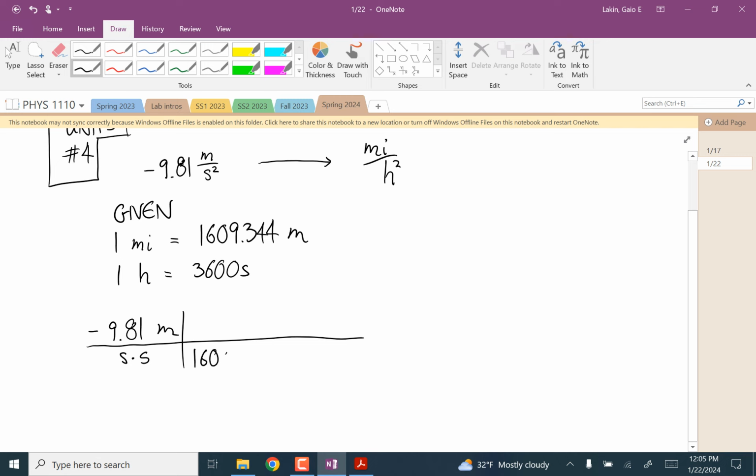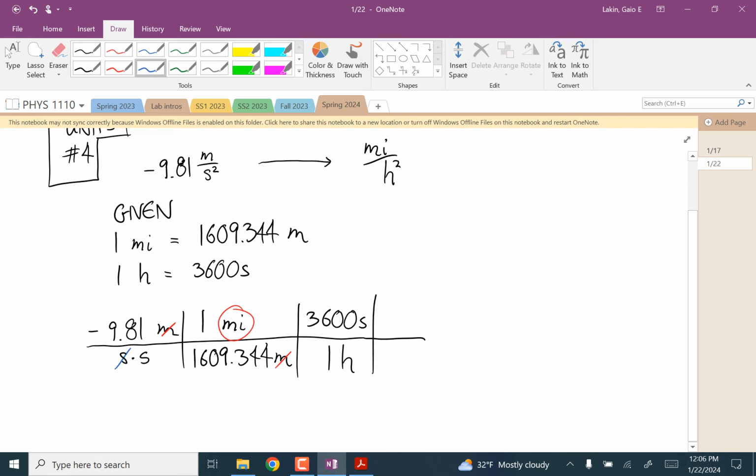So 1609.344 meters, and then 1 mile. And if you do the cancellations, you can see, okay, we're done with all that. We've converted lengths from meters to miles. So now let's go from seconds to hours. This time we need the seconds in our conversion factor to be in the numerator to cancel these. So we have 3,600 seconds over 1 hour.